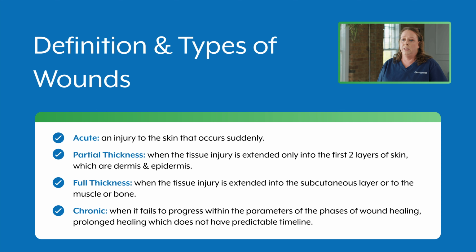Partial thickness, when the tissue injury extends only into the first 2 layers of the skin, which are the dermis and epidermis. Full thickness, when the tissue injury extends into the subcutaneous layer or the muscle or bone. And then chronic, when it fails to progress within the parameters of the phases of wound healing, prolonged healing which does not have a predictable timeline.